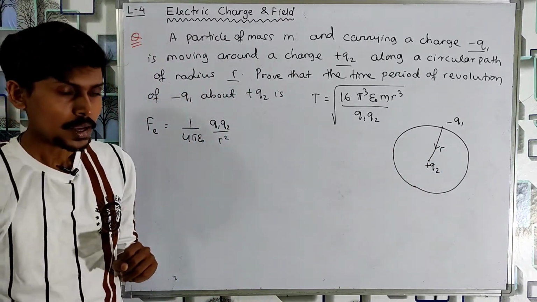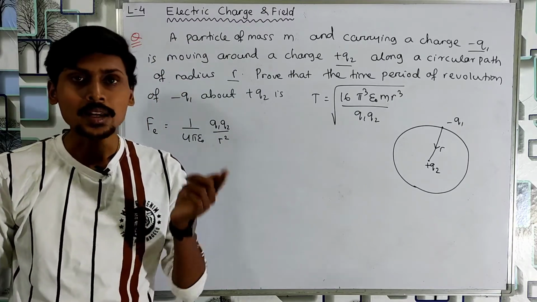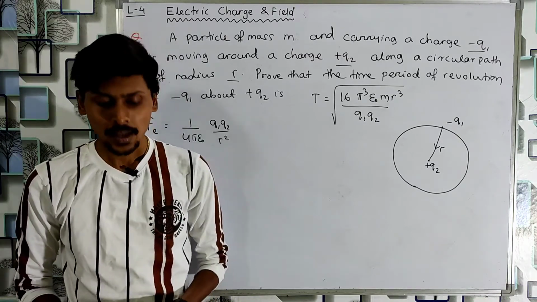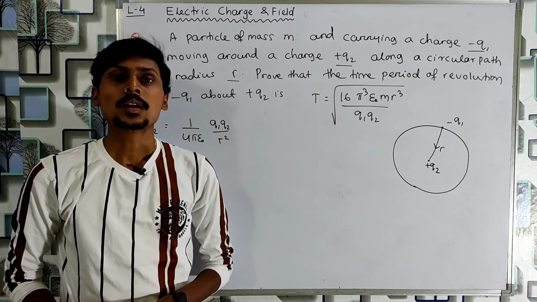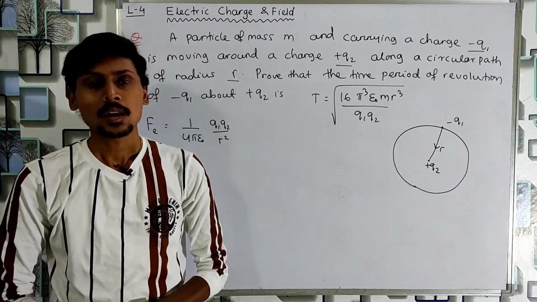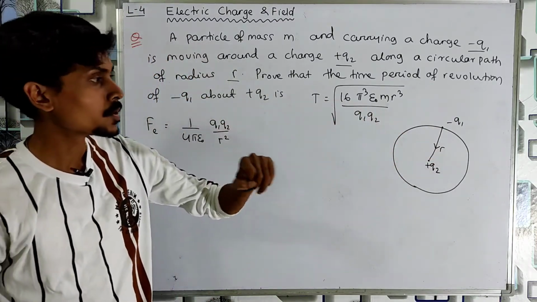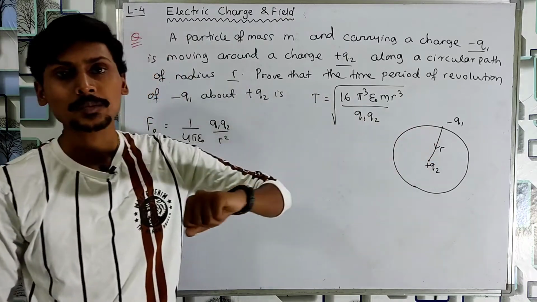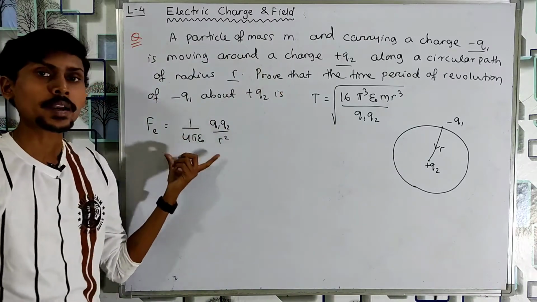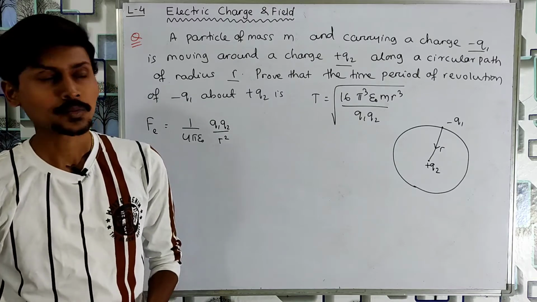Is that clear? In class 11 we had studied that when a particle moves in a circular path, it requires a centripetal force, and the centripetal force is always directed towards the center along the radius. So in this case, the electrostatic attractive force is along the radius towards the center. That means in this case the electrostatic force of attraction provides the required amount of centripetal force.